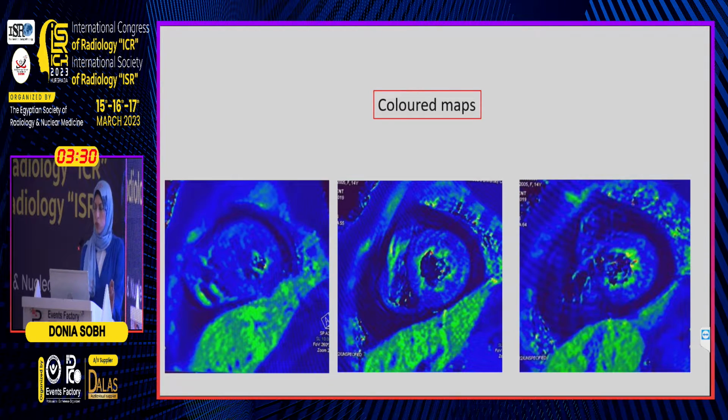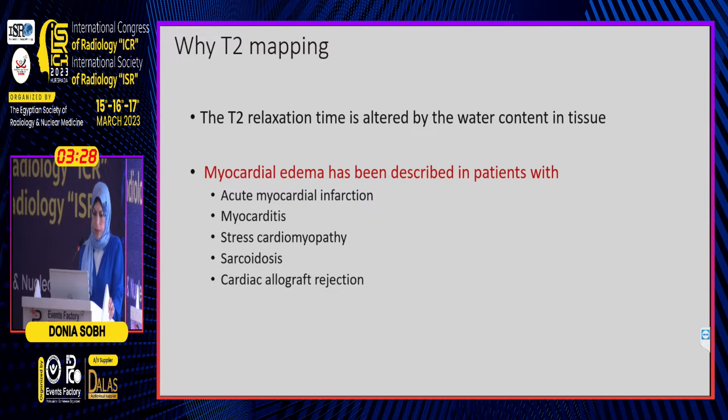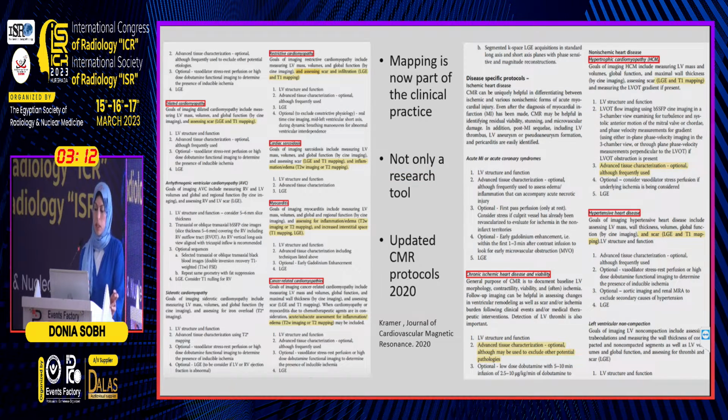And same thing with T2, it can give you these color maps. So what is the value of the T2 mapping? T2 mapping will usually increase if there is myocardial edema or myocardial necrosis, like myocardial infarction, myocarditis, sarcoidosis, or graft rejection. And mapping is now part of the clinical practice. It's not only a research tool.